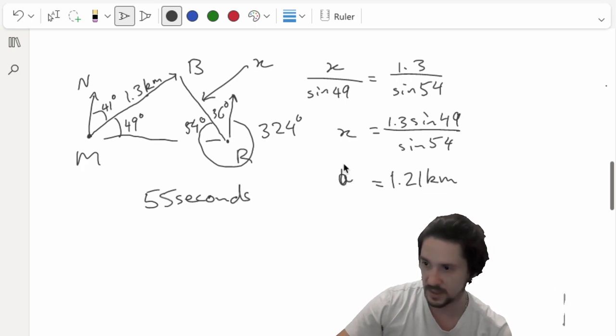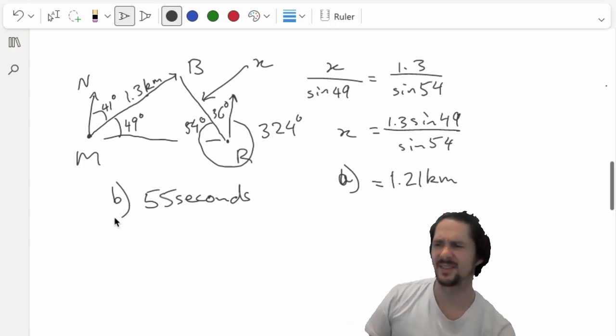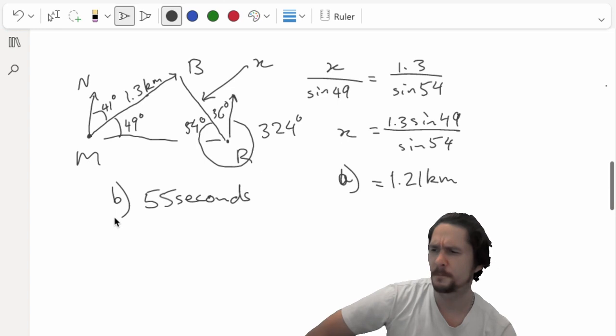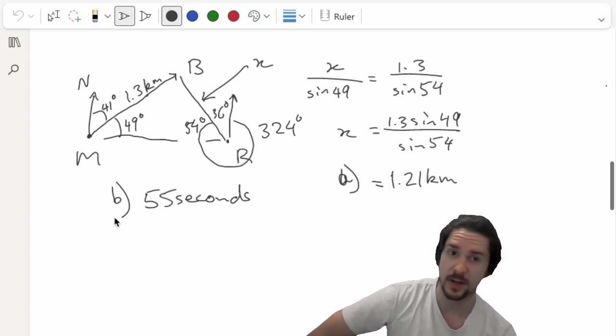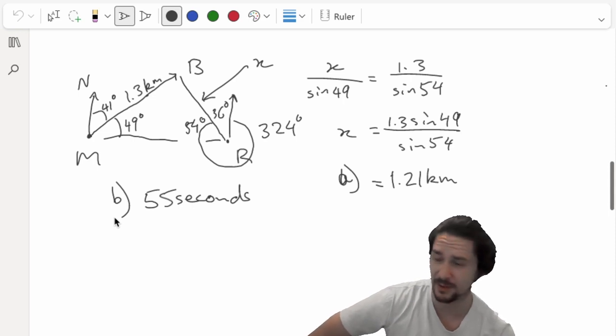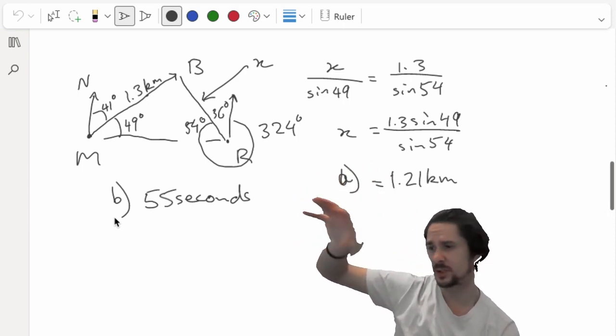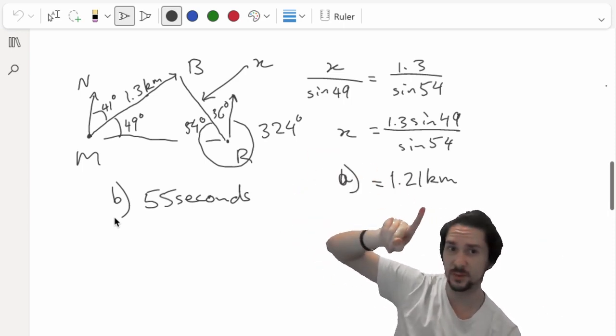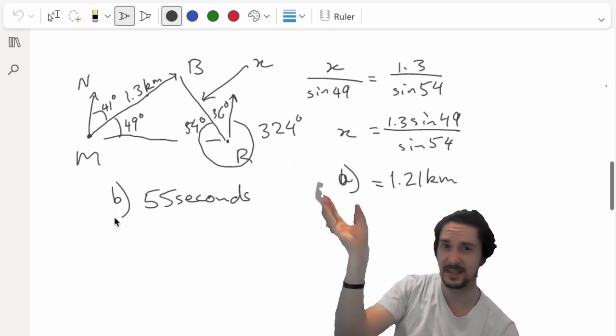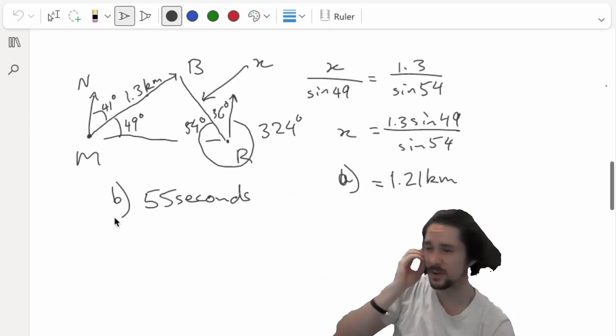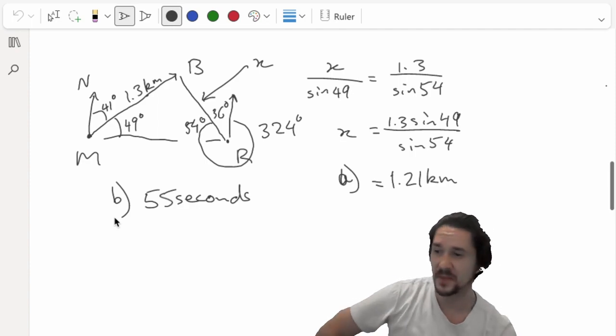So that was A, and that's B. I'll be honest, I want to think about this for a second, because that seems very fast. I mean, to be fair, for a boat to go 80 kilometers an hour is very fast. Not many boats go 80 kilometers an hour. Also, that's a 1.3, and I can kind of use my intuition to see that the other side that we found is 1.2 should be shorter because we have a steeper angle to the north from the rescue boat. I'm going to go with it. I'm going to say 55 seconds.